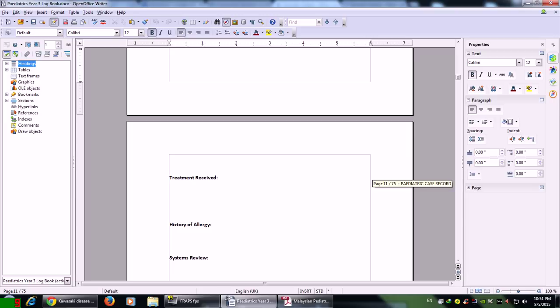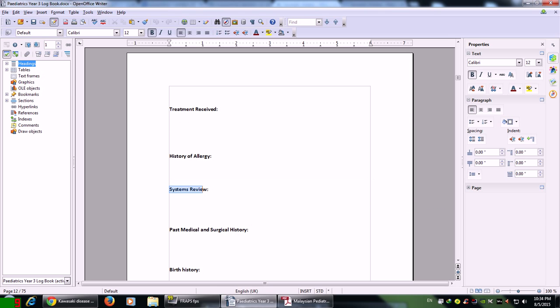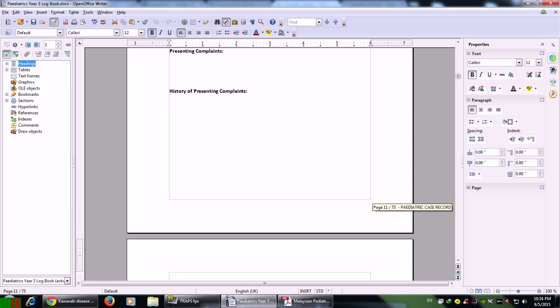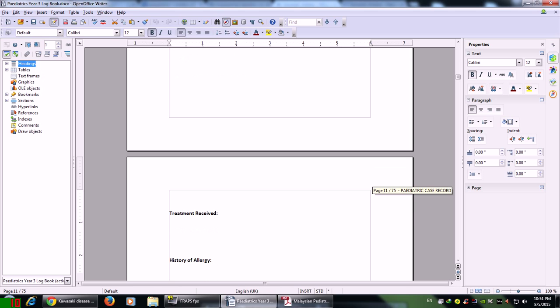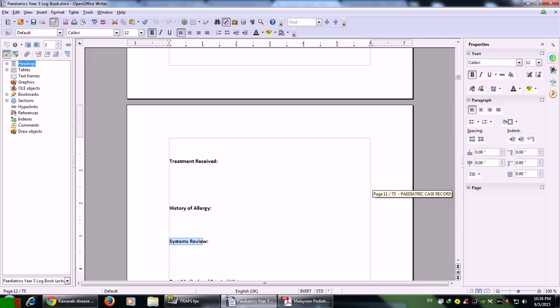Next, you need to ask about the treatment received, either before or after. Of course, some may argue about putting the systemic review in your history of the presenting complaint, then after that the treatment received and history of allergy. But it depends on how you would like it, just to make it systematic so you know what you are dealing with, or when you want to present these cases to other doctors, nurses or your colleagues.